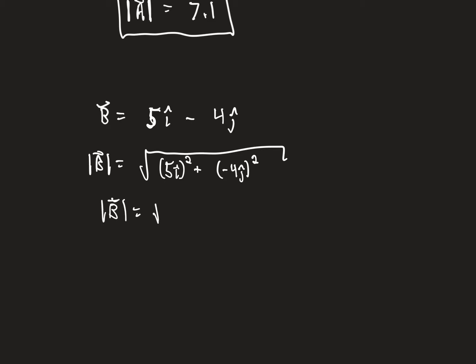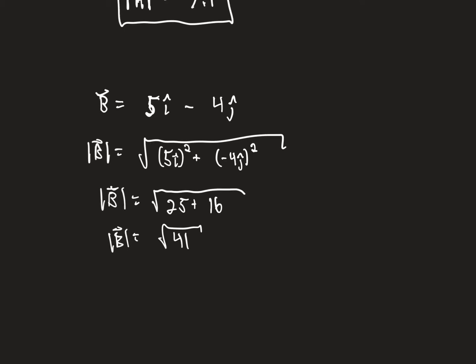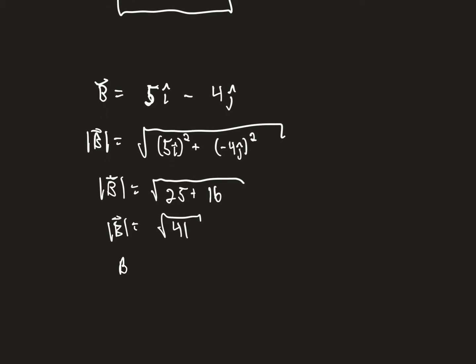The magnitude of b is the square root of 5 times 5 is 25, plus 4 times 4 is 16. So square root of 41. And square root of 41 is, you said 6.4?